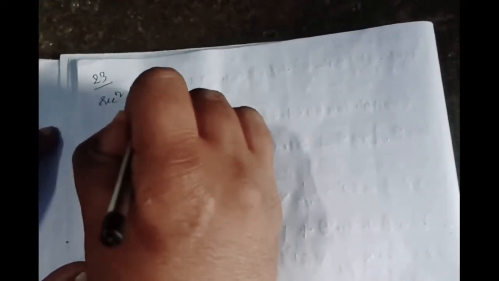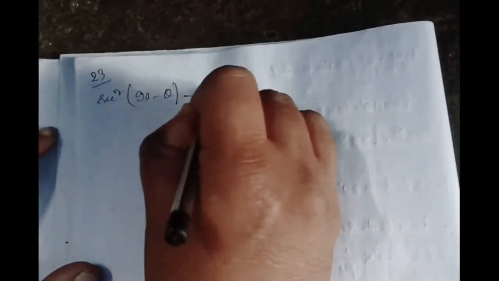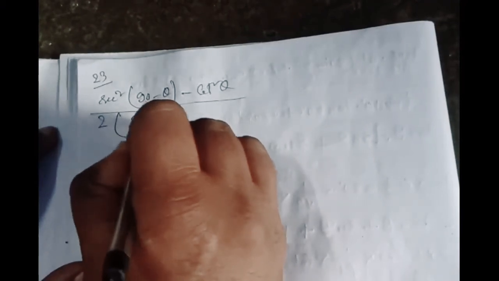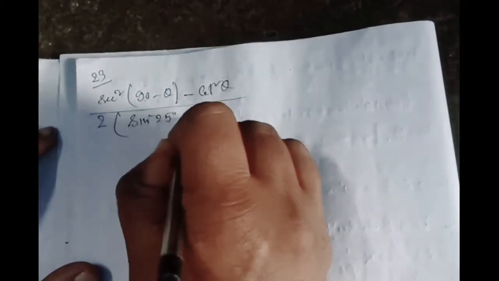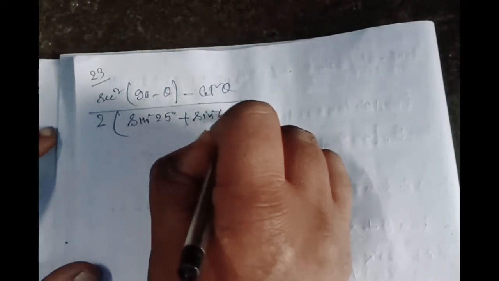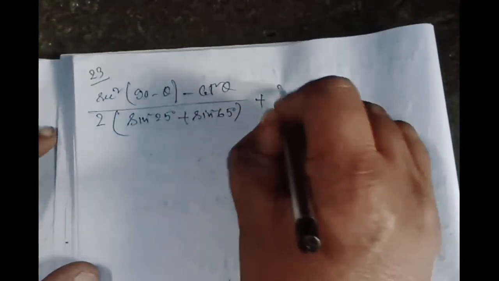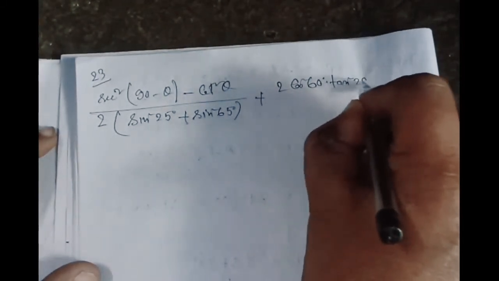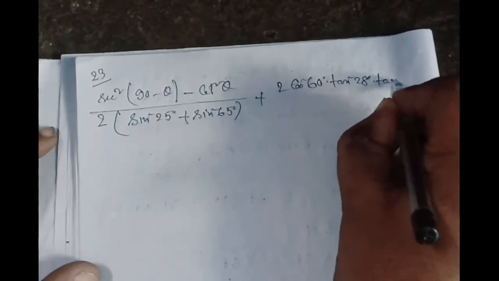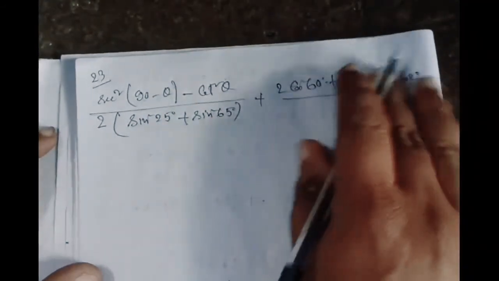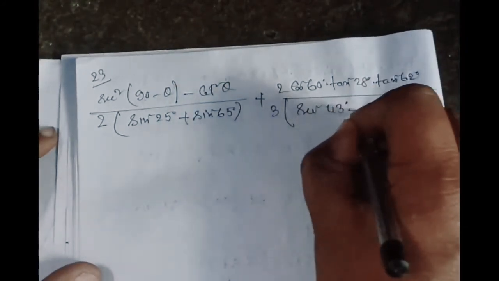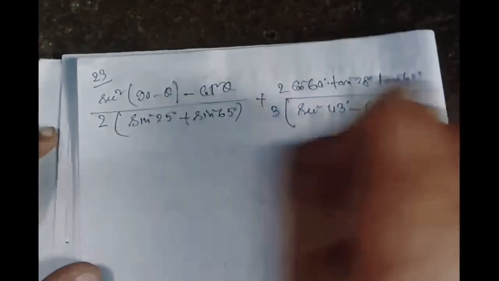Sec square (90 minus theta) minus cot square theta, divided by 2 into sin square 25 degree plus sin square 65 degree plus 2 cos square 60 degree tan square 28 degree tan square 62 degree, divided by 3 into sec square 43 degree minus cot square 47 degree. Understood?